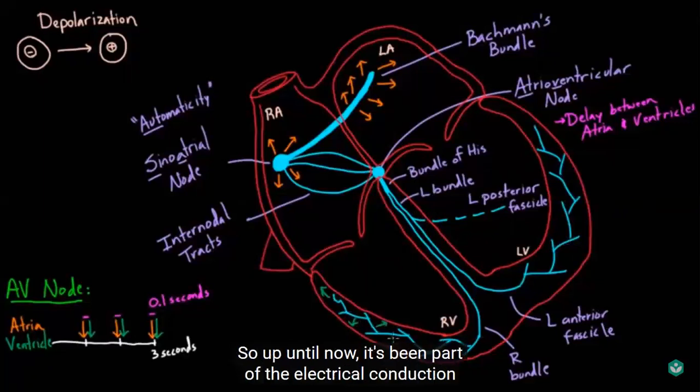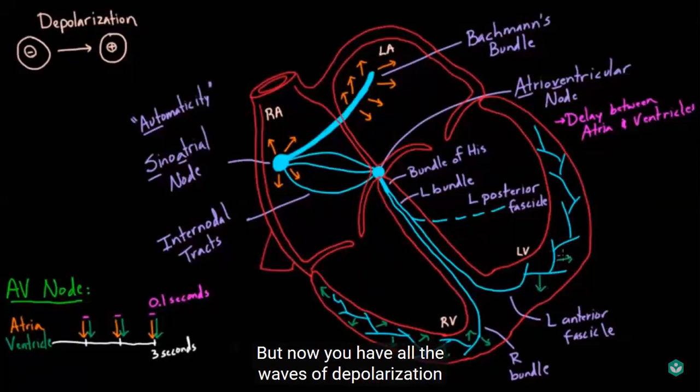So up until now, it's been part of the electrical conduction system, meaning these are all the highways, but now you have all of the waves of depolarization going through all the little tiny roads. I'm using the idea of roads and highways just to point out that through the electrical conduction system, the signal moves really fast.